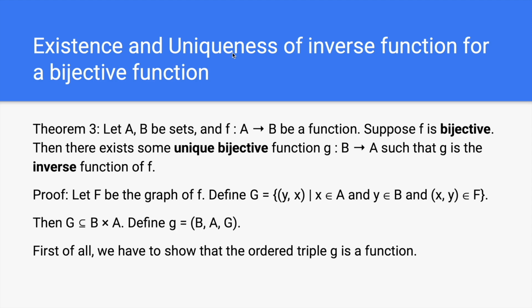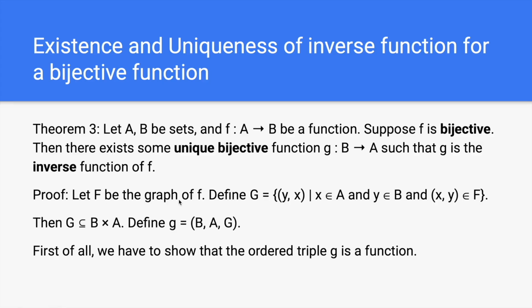Existence and uniqueness of inverse function for a bijective function. Theorem 3. Let A, B be sets, and f from A to B be a function. Suppose f is bijective. Then there exists some unique bijective function g from B to A such that g is the inverse function of f.